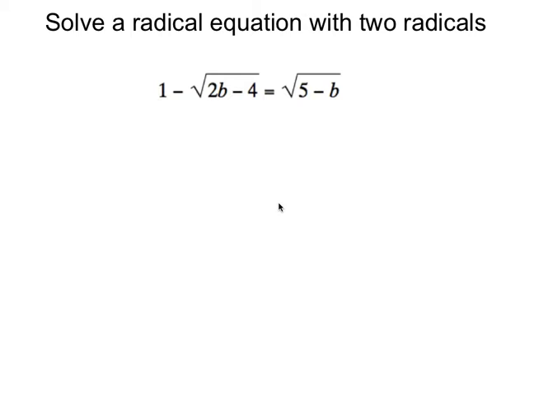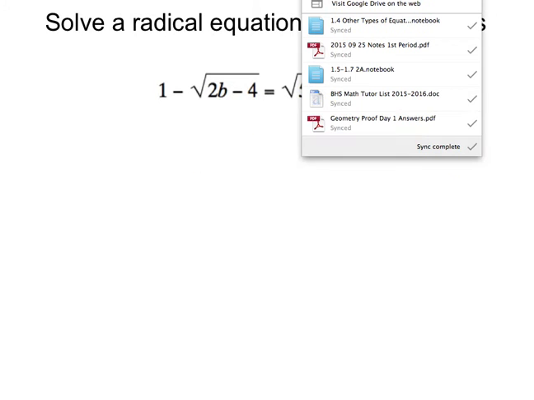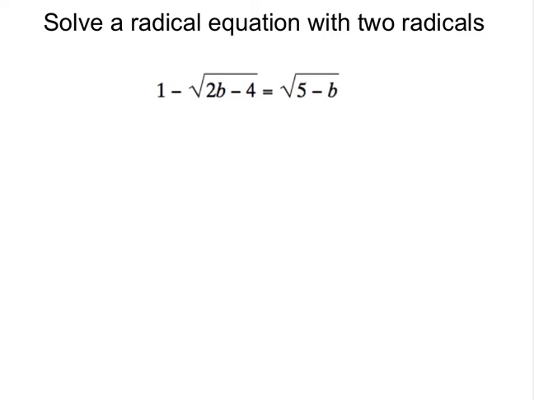The very first thing that I need to do is isolate a radical, and one already is. It's the square root of 5 minus b. So I am now going to square both sides. So when I square the square root of 5 minus b, I get 5 minus b. That's going to be equal to this quantity squared.